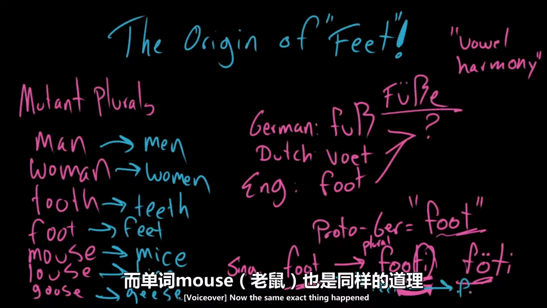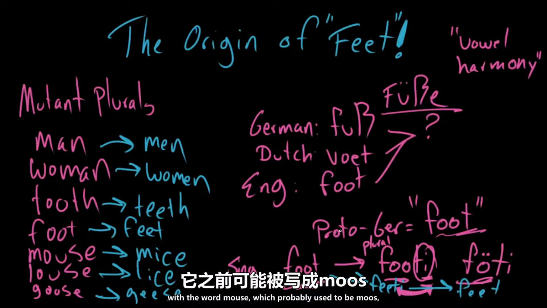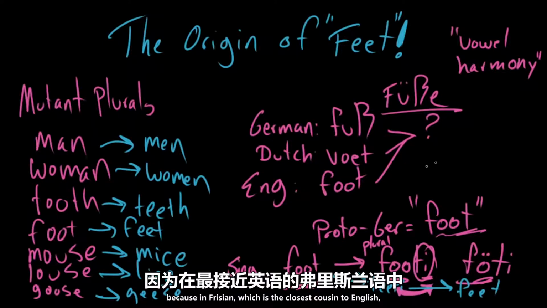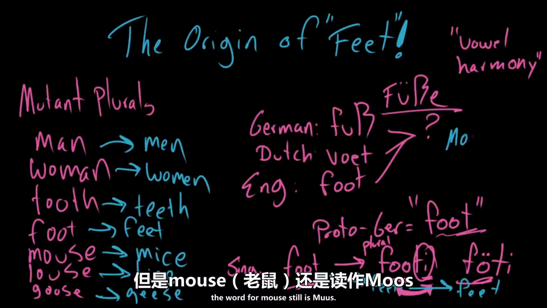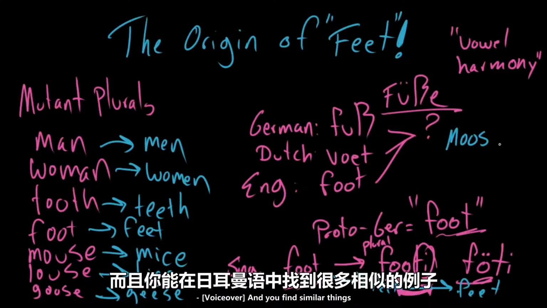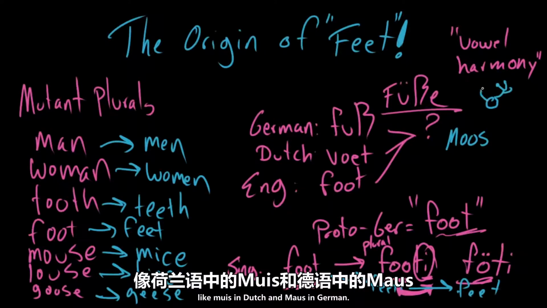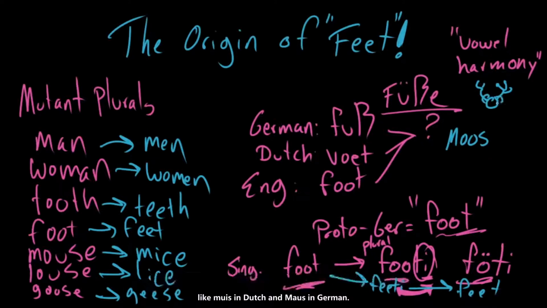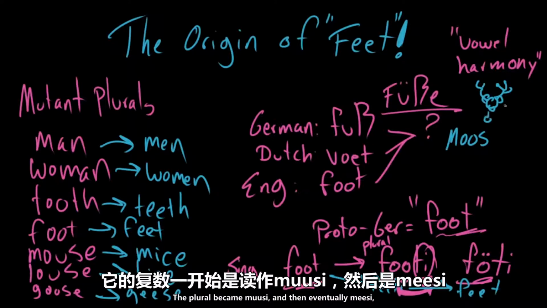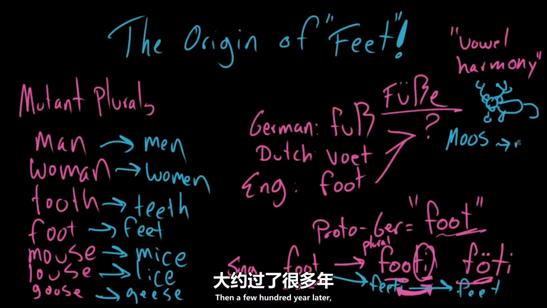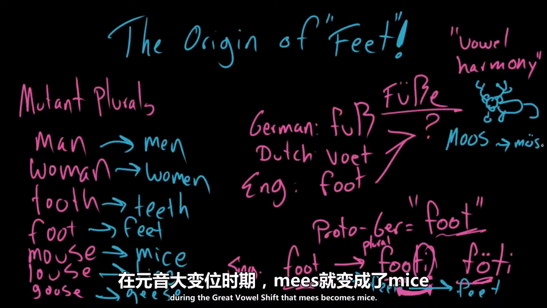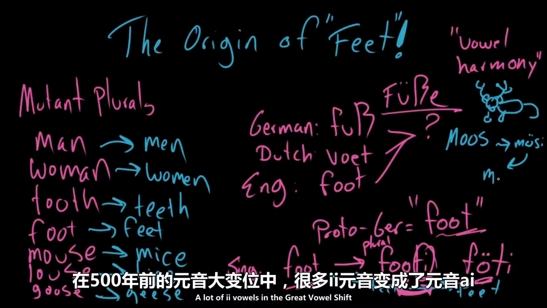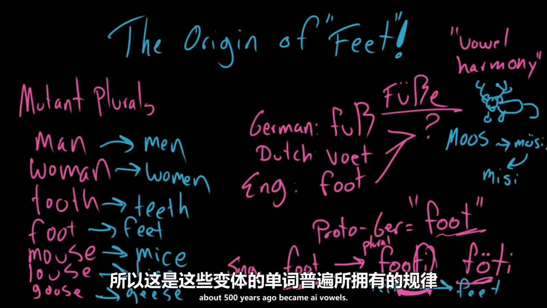Now, the same exact thing happened with the word mouse, which probably used to be moos, because in Frisian, which is the closest cousin to English, the word for mouse still is moos. And you find similar things in a lot of Germanic languages, like Maus in Dutch and Maus in German. The plural became musi, and then eventually misi. Then you get mis. Then a few hundred years later, during the Great Vowel Shift, that mis becomes mice. A lot of E vowels in the Great Vowel Shift about 500 years ago became I vowels.